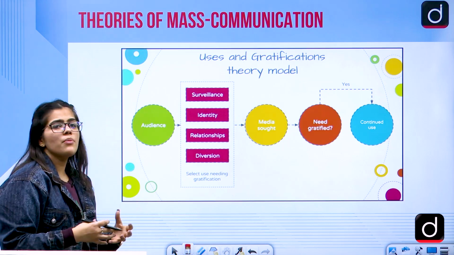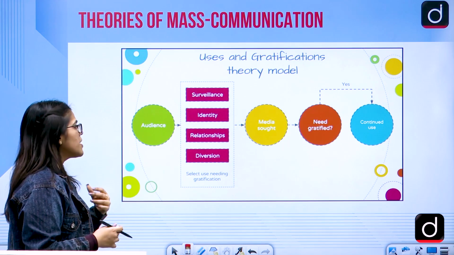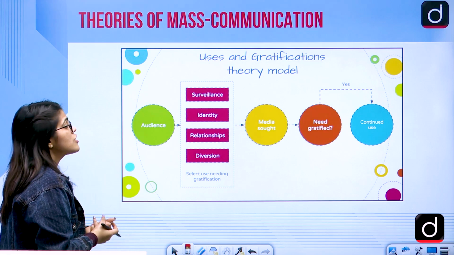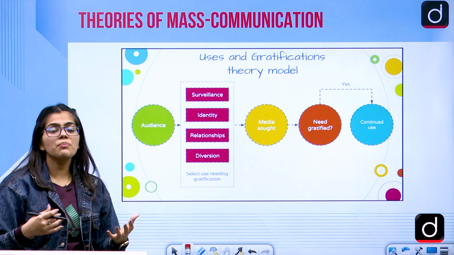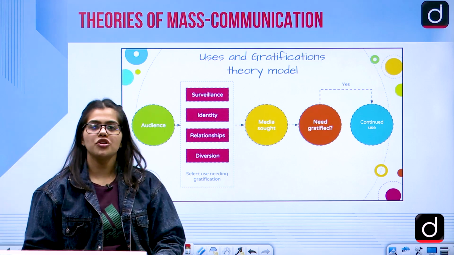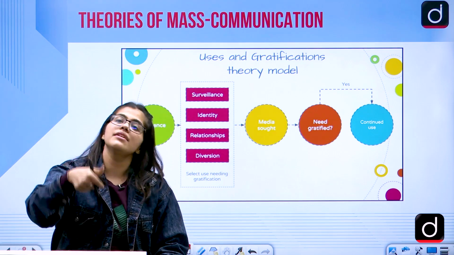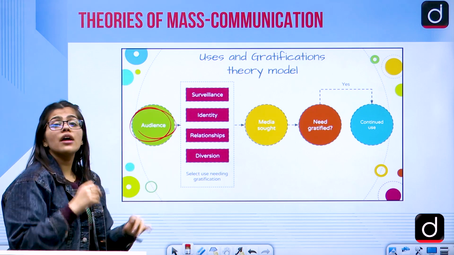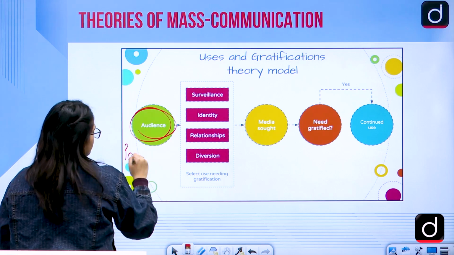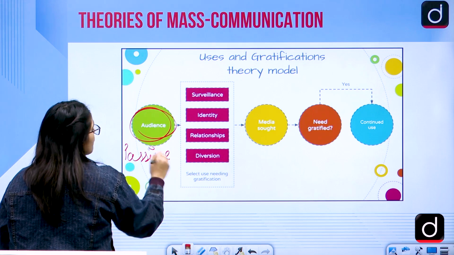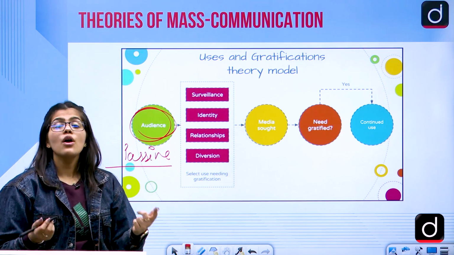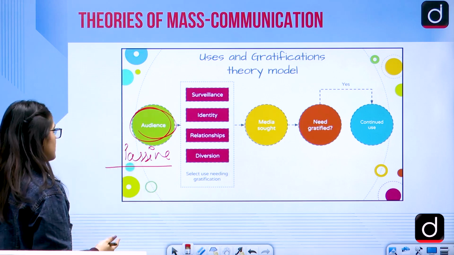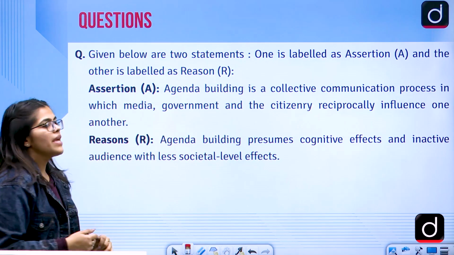There is an identity formation, there is a relationship formation, and there is diversion that can also be done because of media. So this is how the media will construct the knowledge in your mind. This is something like the cultivation theory, because we, being the audience, are always passive. And because of the excessive use of the media, we can never come forward and we can never be an active participant in this kind of behavior.